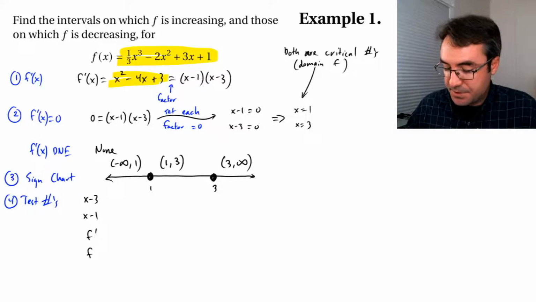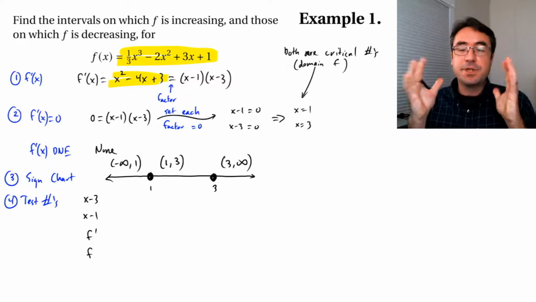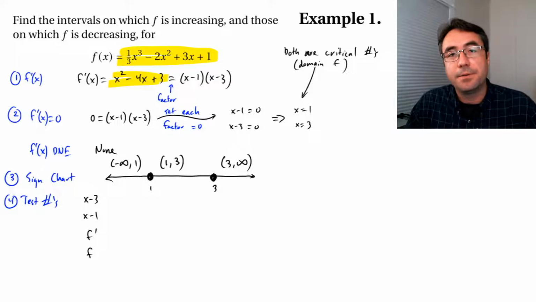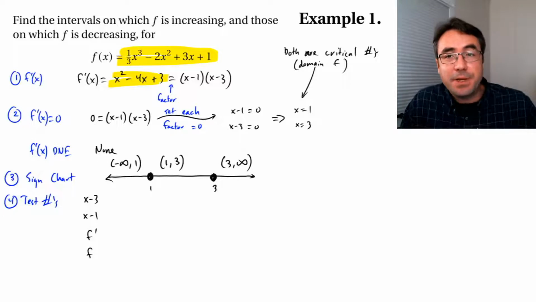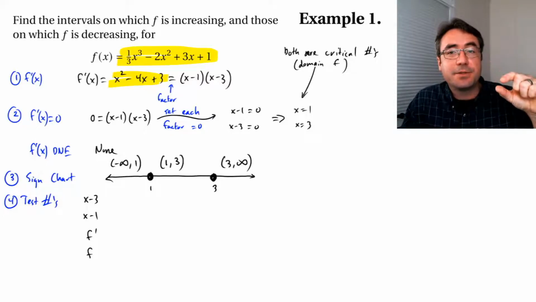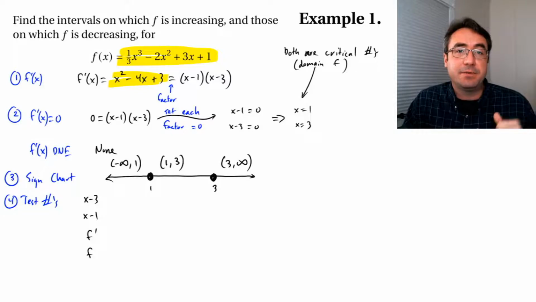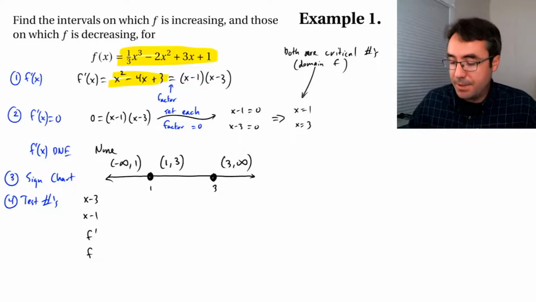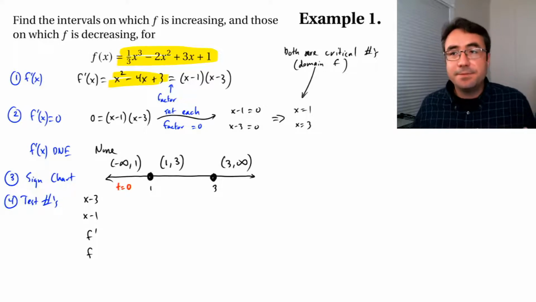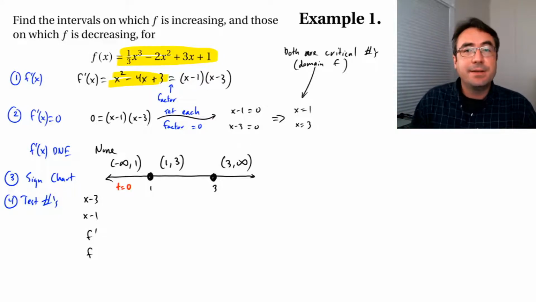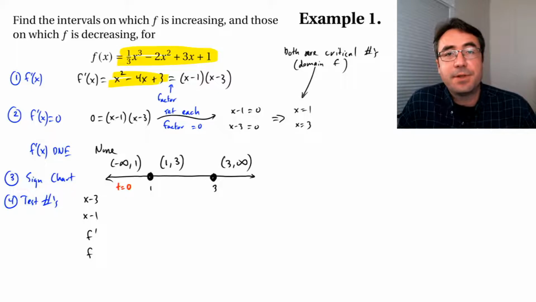So for instance, for that first interval, -infinity to 1, we just want to pick a number that's somewhere in that interval. And what we can do is we can plug it into each of the factors and see if we get a positive or a negative result. So let's pick something in this first interval. It has to be less than 1. So pick anything less than 1. 0 is always good. So let's pick 0. And let's plug it into each of those factors.